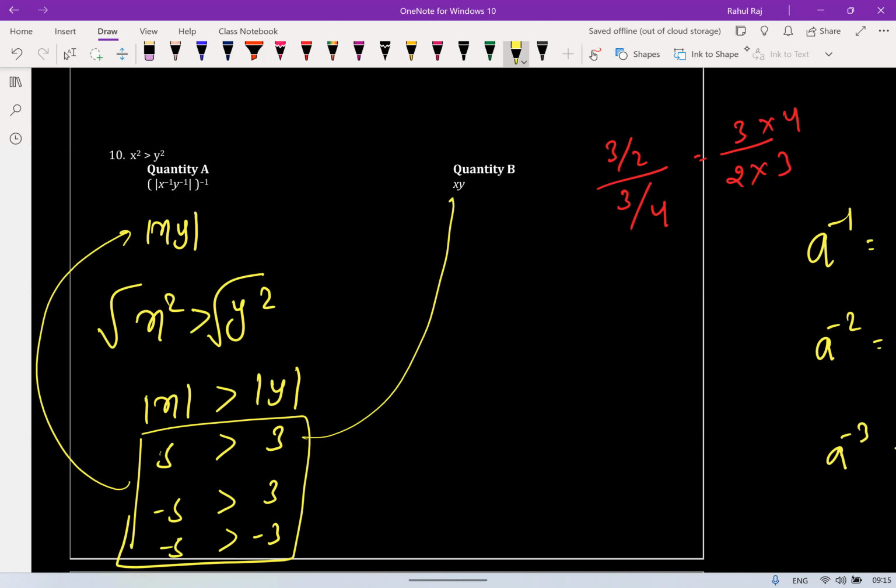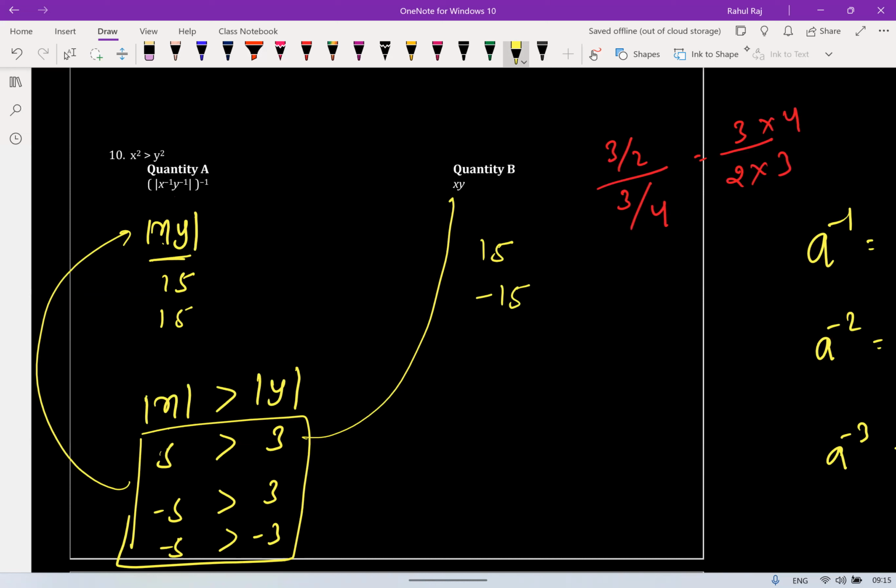No? One second. So take a value, Alexa. Simple, I'm taking your 5 and 3 only. So 5 and 3 will give you 15, and this will give you 15. Now you take minus 5 and 3, this will give you negative 15.